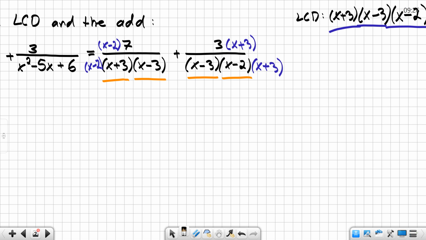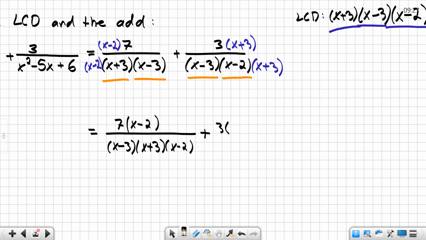So if I would write down this problem, then it would look like this. 7 times x minus 2 divided by this long factor, x minus 3 times x plus 3 times x minus 2, plus 3 times x plus 3 divided by x minus 3 times x plus 3 times x minus 2. This is very long, but not really all that complicated.